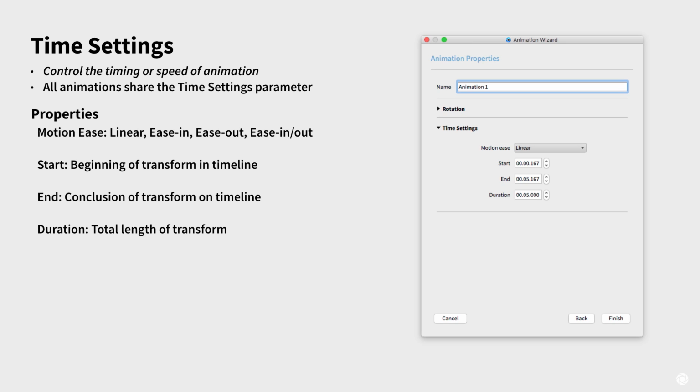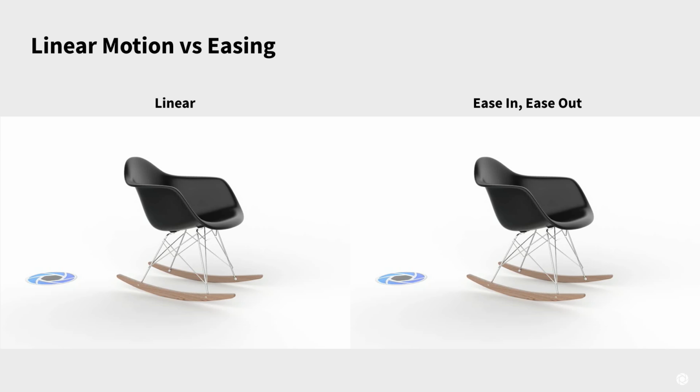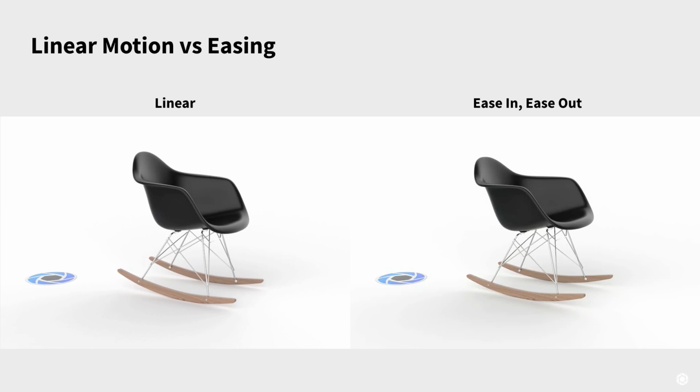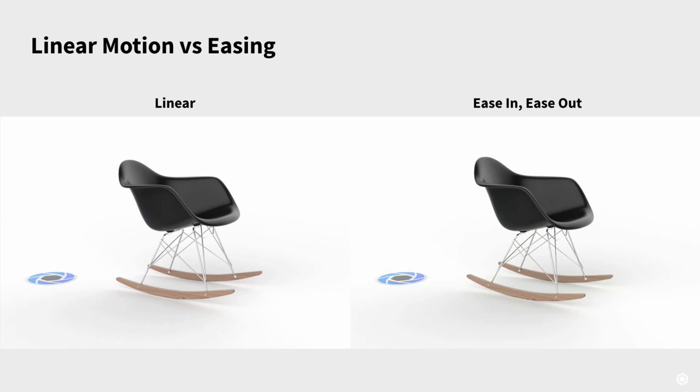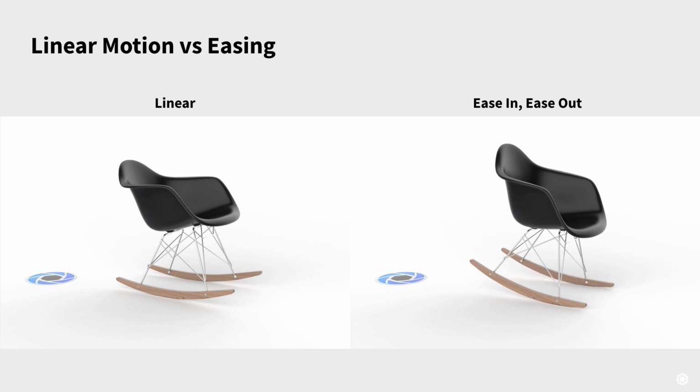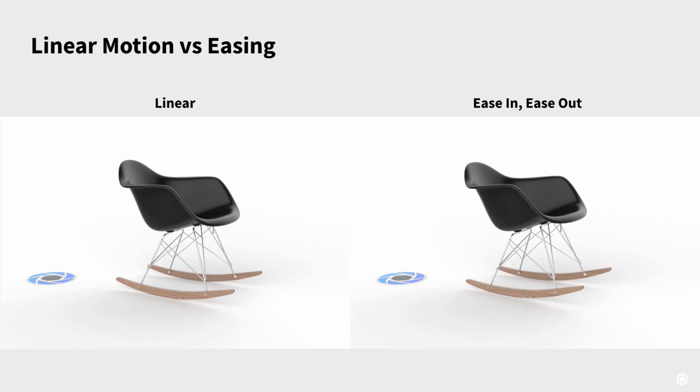And I use that duration box a lot to control how long I want the animation to last in the timeline. So on the left here, you see an example of linear motion. It looks very unnatural, and the chair is kind of just rocking back and forth. No deceleration or acceleration. Whereas on the right, we see an ease in and ease out effect where there's both acceleration and deceleration throughout the chair's movement.